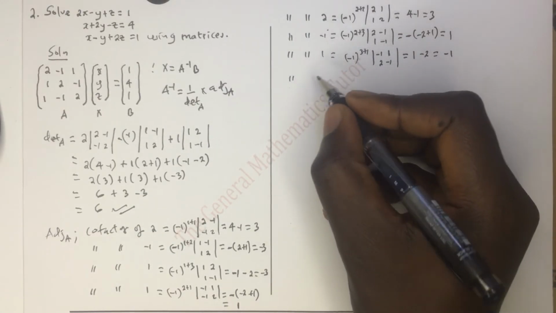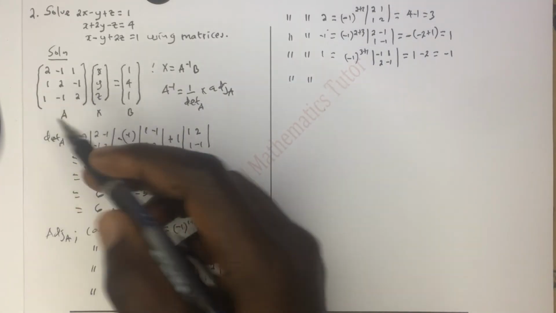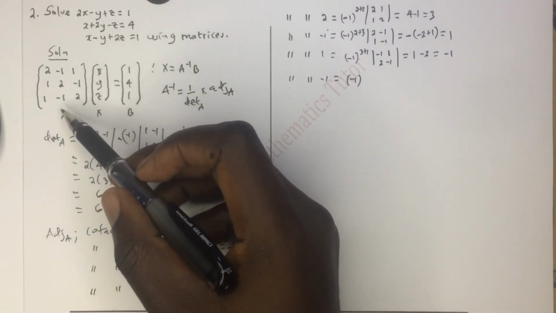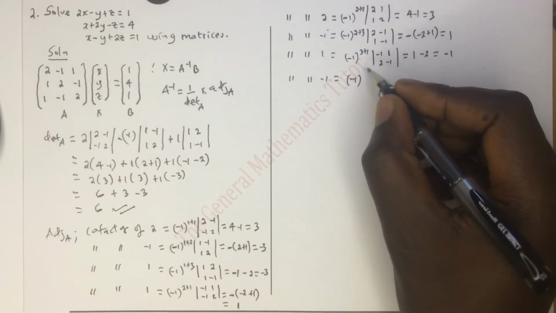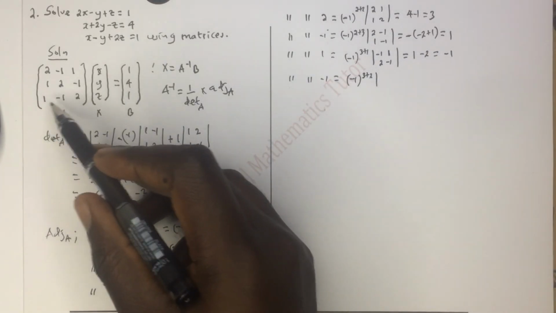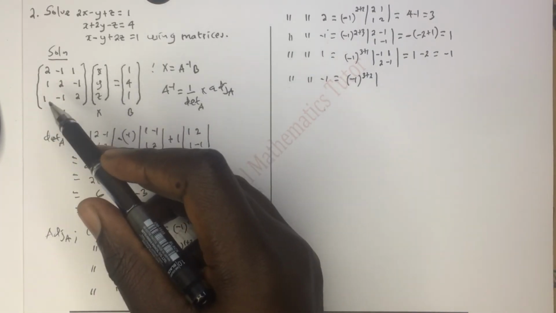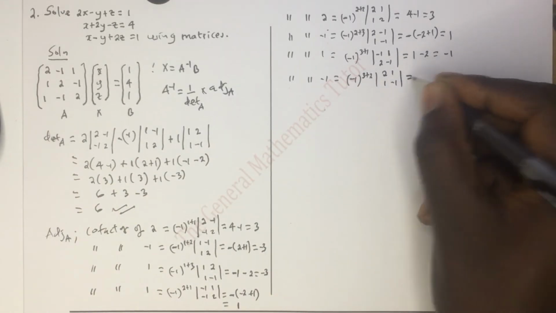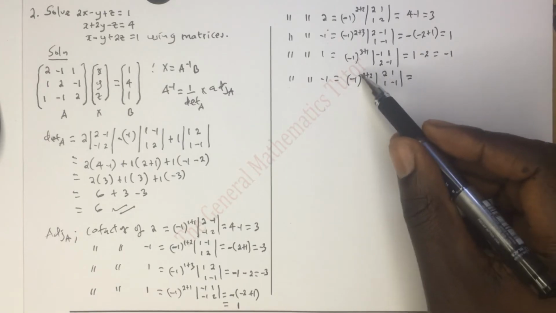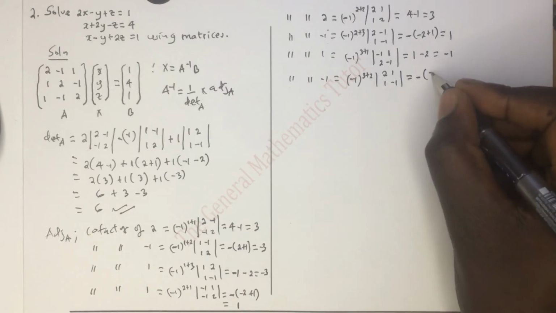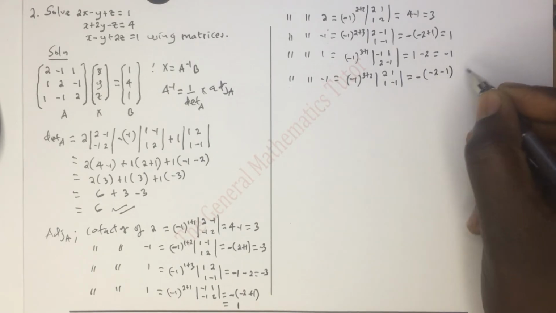Then we also have the cofactor of this negative 1. So you take negative 1. So this negative 1 is in row 3, column 2. So when you cover its row and its column, you're left with 2, 1, 1, negative 1. And since this is odd, the negative will hold. So we have the negative of 2 by negative 1, that is minus 2, minus 1. So that is positive 3.